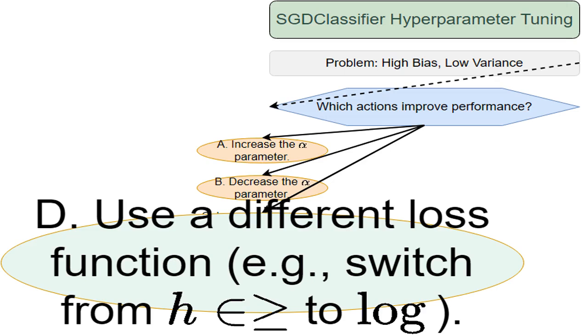The loss function dictates how the model learns from errors. Using a different one might help the model learn more effectively and fit the data better. It's like using a different instruction manual, might lead to better results.